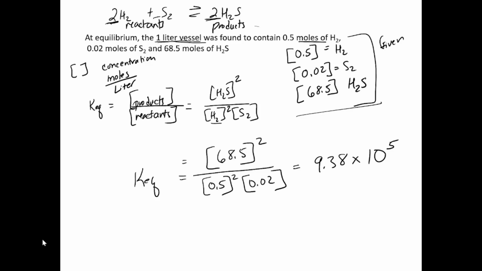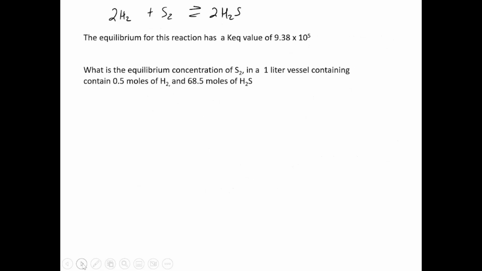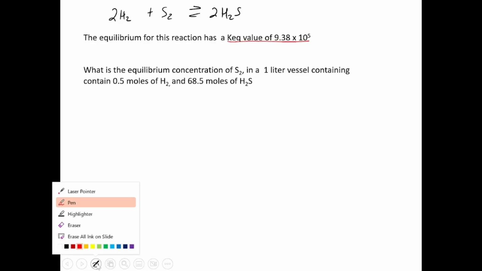Okay, so for the next problem, all right, I'm still taking the same reaction, but they're going to give us the information in a different fashion. So we still have the 2 hydrogens plus 1 S2 goes to 2 H2S. Okay. What they're telling us, what they're giving us in this particular problem, they're giving us the KEQ value. Okay.